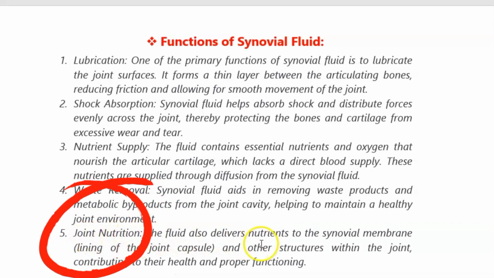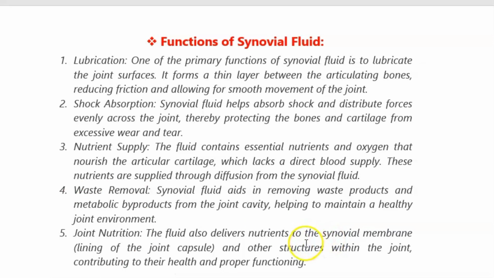The fluid also delivers nutrients to the synovial membrane. You know, if there is fluid, it means there is a membrane, because the nutrient that is coming needs to pass across the membrane into the cell. So it means there is a cell there. That's what we mean by synovial membrane. So the nutrition happens there by carrying nutrients across the synovial membrane into the cells located at that joint.